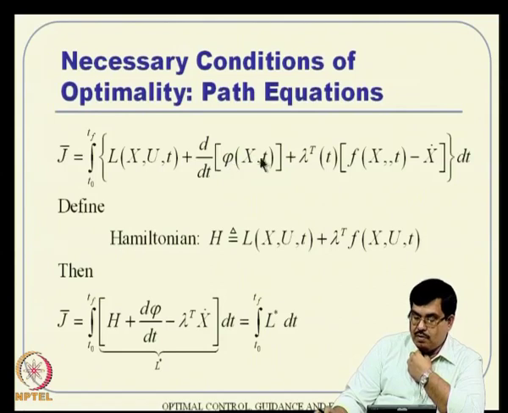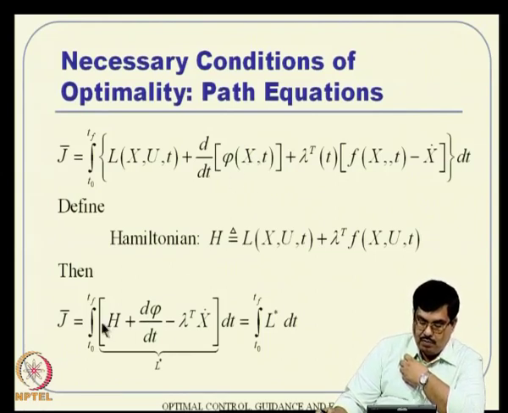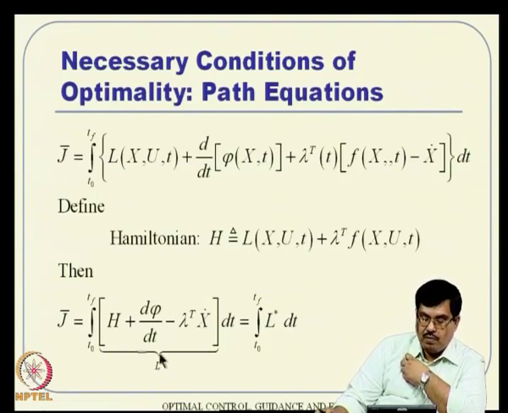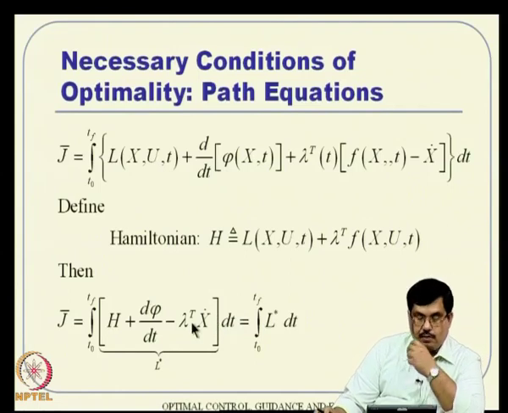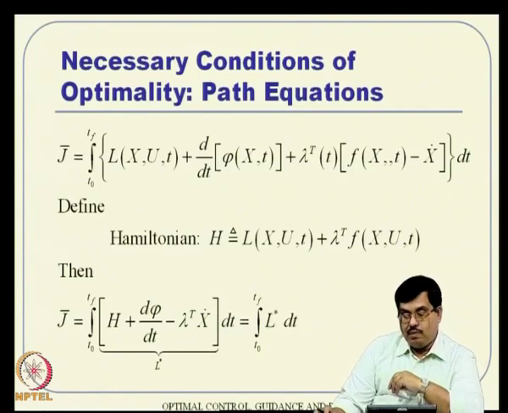Now, I will drop the arguments for simplicity of algebra. I know which one is a function of what. With that assumption, I will drop this argument, and then this is first H, and the next term is d phi by dt, then the next term is this quantity lambda transpose x dot. So, this is my quantity. This is nothing but my L star actually. So, J bar is nothing but integration T0 to Tf L star dt, where L star is nothing but that. Now, it is very compatible to what we know before.